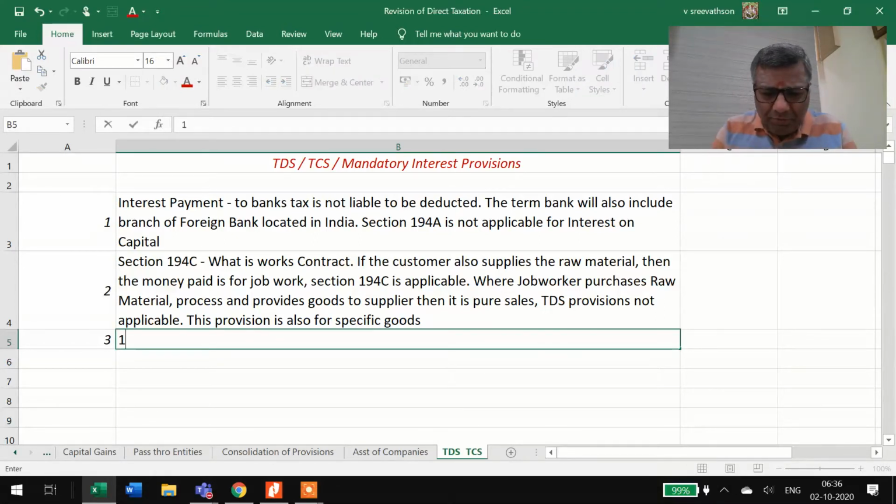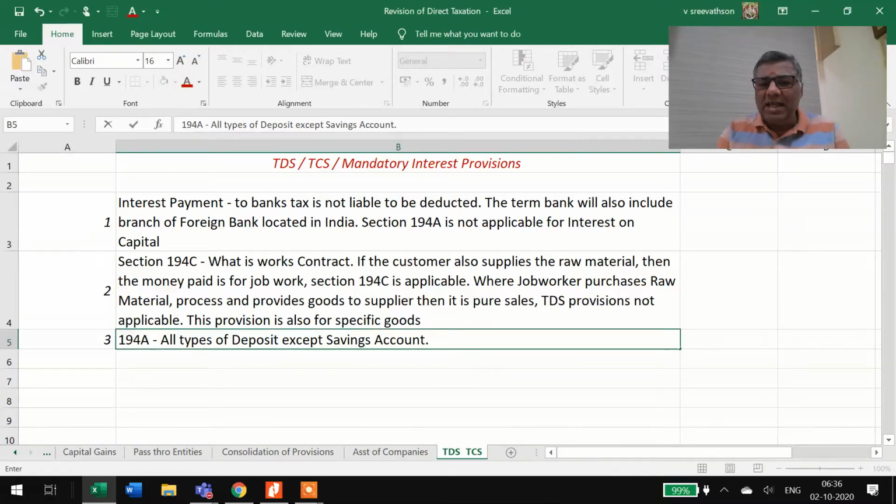Before going into it, section 194 covers all types of deposit except savings accounts. For a savings account, the bank is not liable to deduct tax at source. Whereas FD and RD, that is time deposits and recurring deposits, are covered in this particular provision.